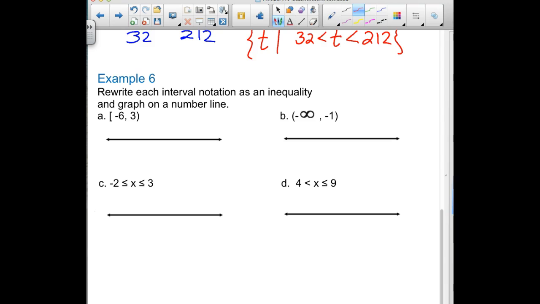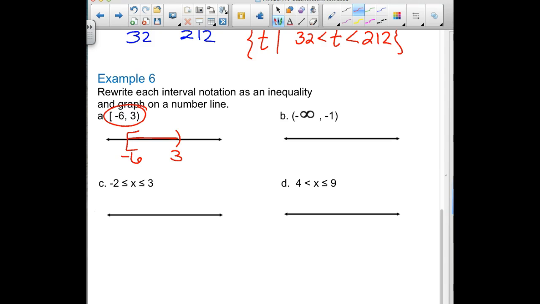Example 6. Write each interval notation as an inequality and graph on the number line. The nice part about giving it in interval notation is your graph is going to look identical. We want to go from -6 with a square bracket up to 3 with a rounded bracket. We're just shading everything in between. So that's the easy part.